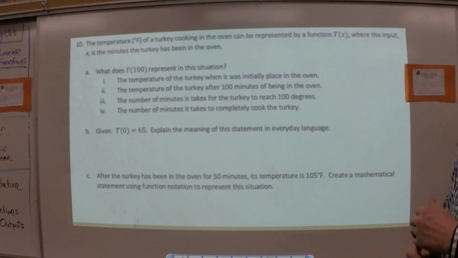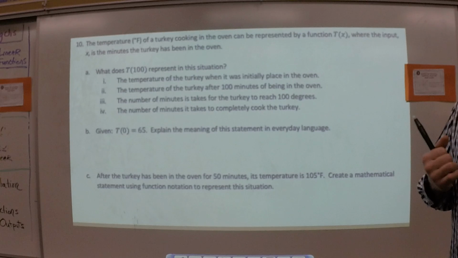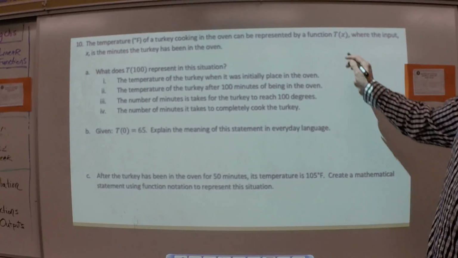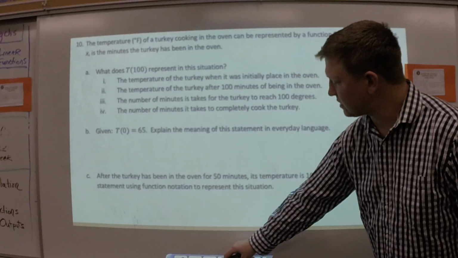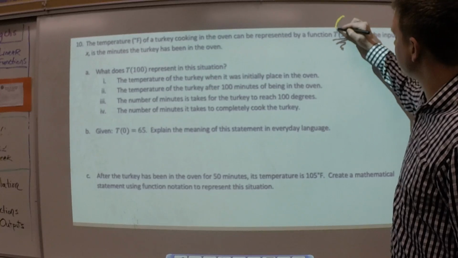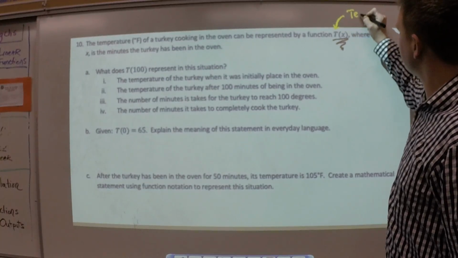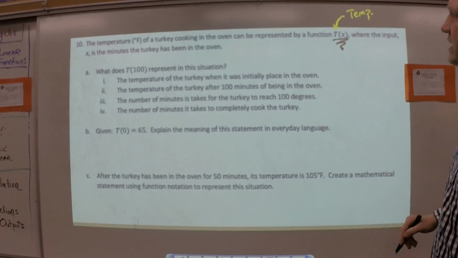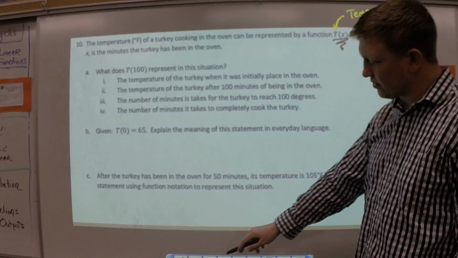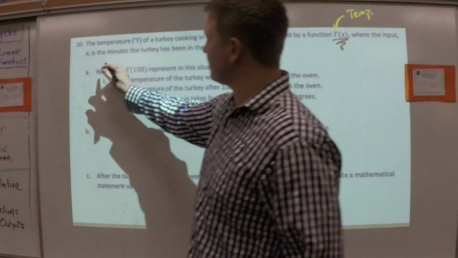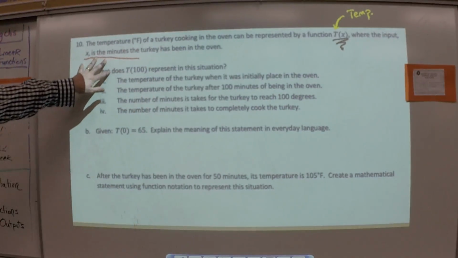Okay, this is probably one of the trickier ones a little bit, but it's just understanding the notation that goes with a real-world problem. It says the temperature, degrees Fahrenheit of a turkey cooking in an oven can be represented by this. So that notation technically is saying that this T right here, this capital T, is temperature, all right? And it's going to represent the temperature is sort of what that is telling us. So what is the x variable? The x variable is defined, and it says where the input is x, and it says right here, is the minutes that the turkey has been in the oven.